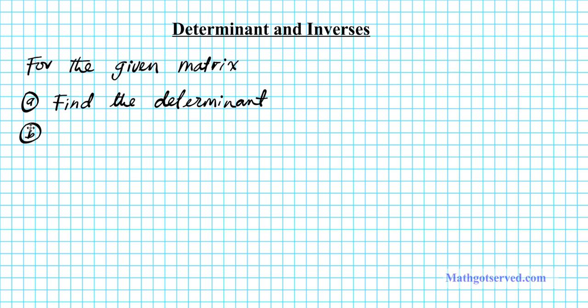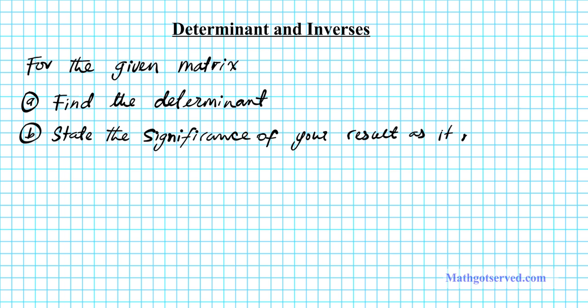Secondly, we are to state the significance of your result. So what does the answer you got from the determinant mean? State the significance of your result as it relates to the inverse of that matrix.